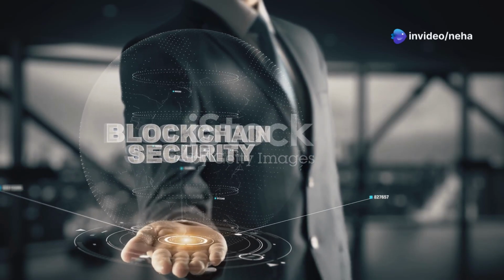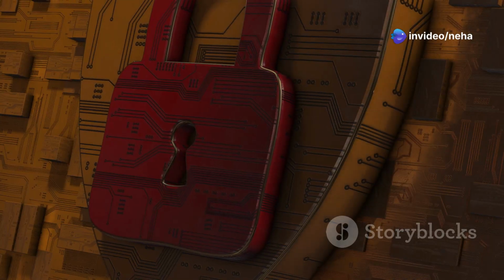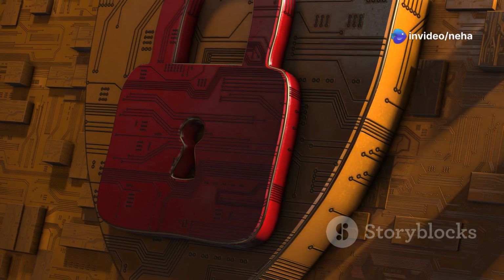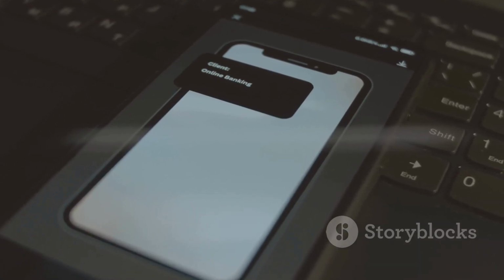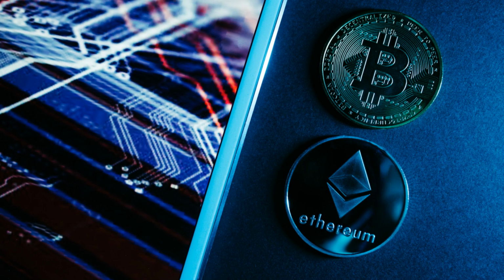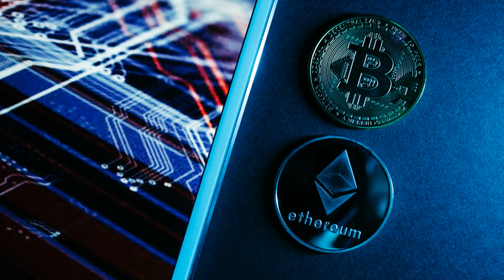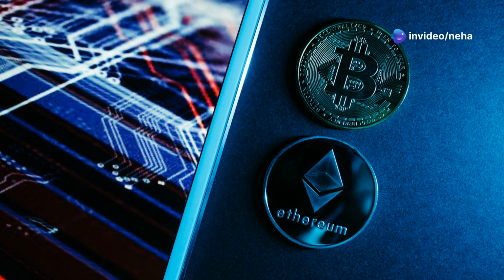Chapter 4: Security and Trust. In today's digital age, security is paramount. We entrust our personal information, financial data, and even our identities to online platforms. So how do blockchain and traditional databases stack up when it comes to safeguarding our valuable data?